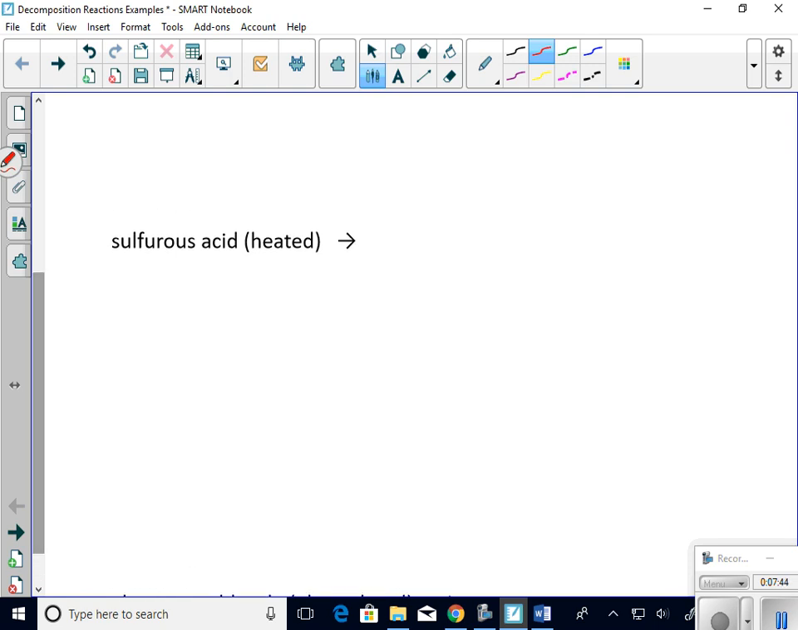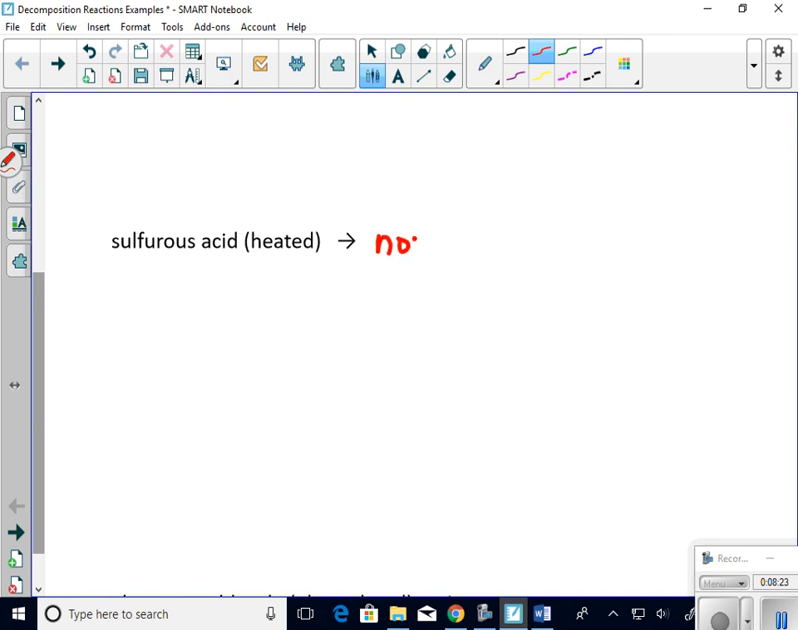My second example, sulfurous acid heated. I look through my 6 and I realize that it is what decomposition? Decomposition number 5. We have an oxyacid heated. An oxyacid heated will yield what? What does an oxyacid heated yield?